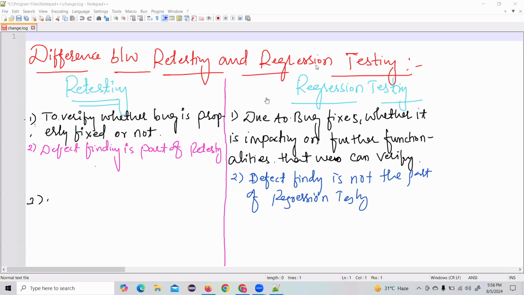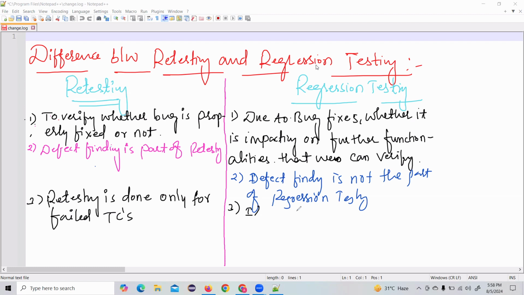Yes. Online team. Okay. Retesting. Focus on validating again. Tell me, can I write? Retesting is done only for failed test cases. What about regression?